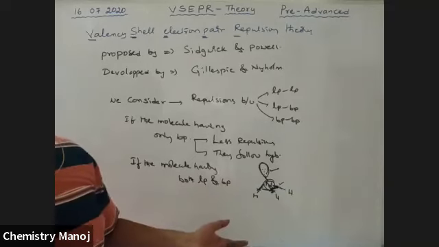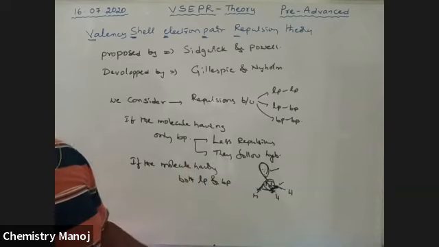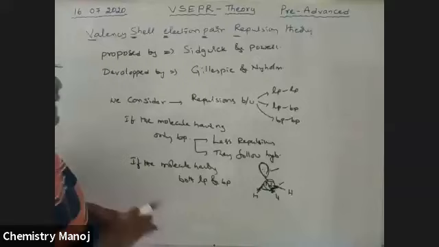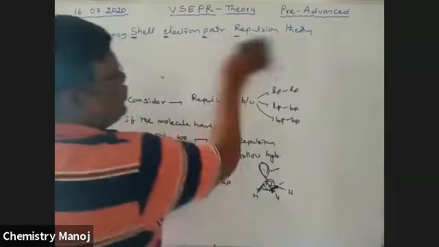So if repulsions are more or repulsions are less, their original pair. So how do we see here? Here are some postulates now. Some postulates. What are those postulates?